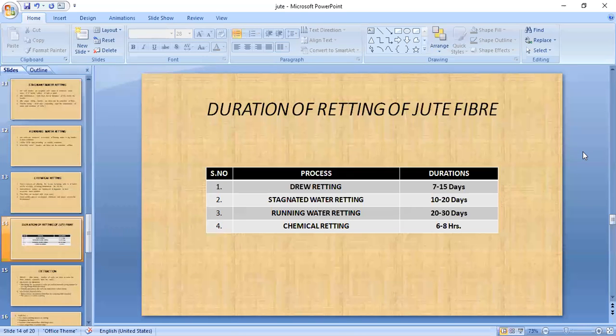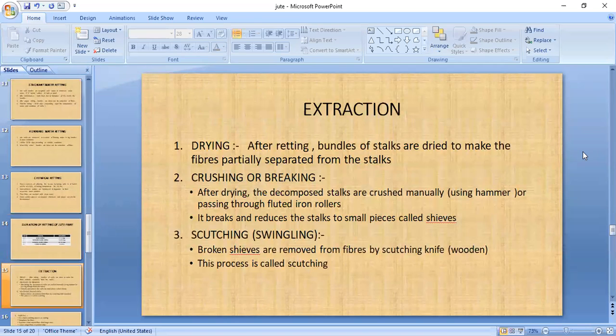So here we have taken in brief the duration of retting of jute fiber. Dew retting requires 7 to 15 days. Stagnant water retting requires 10 to 20 days. Running water retting requires 20 to 30 days, whereas chemical retting requires only 6 to 8 hours.